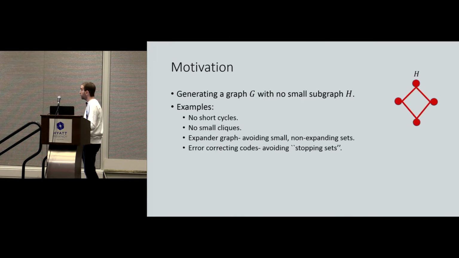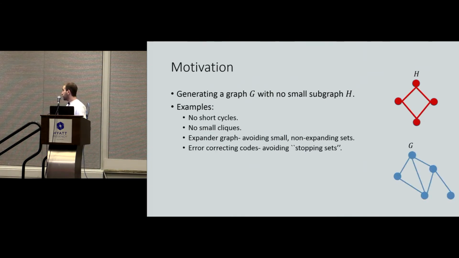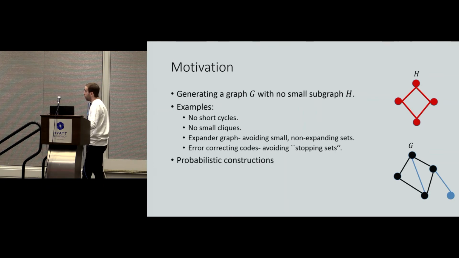So let's see an example. In this example, this is our bad graph H, and this is the graph G. And note that H is a subgraph of G. I want to emphasize that when I say subgraph, I do not mean induced subgraph, but only subgraph, as you can see in the picture. And finally, sometimes the best-known constructions of such objects are probabilistic constructions, in which we simply take G uniformly, and the properties that we want hold with high probability.